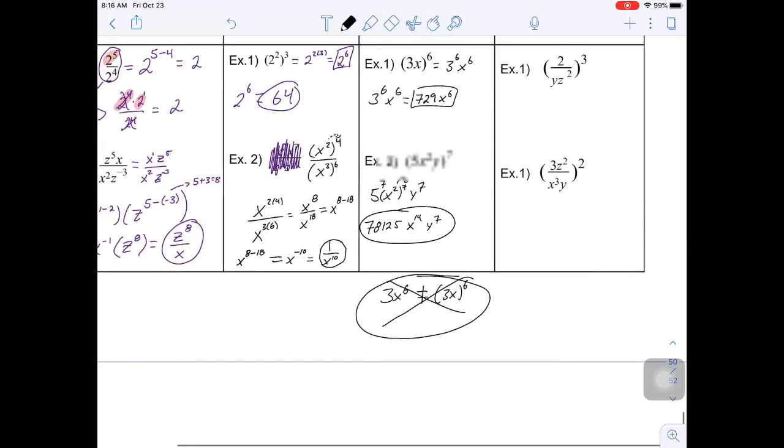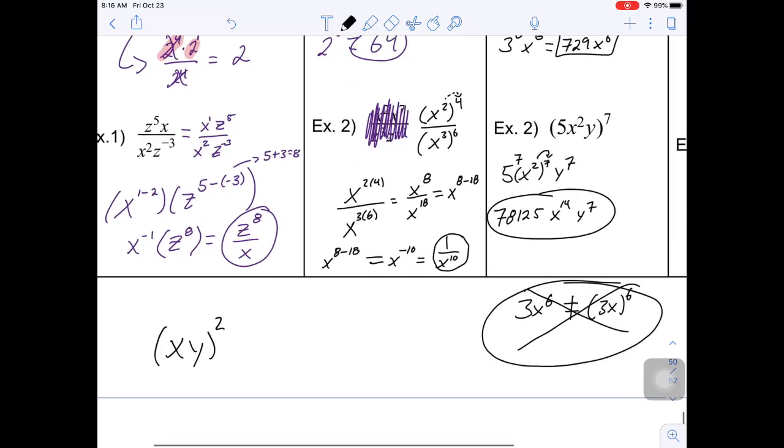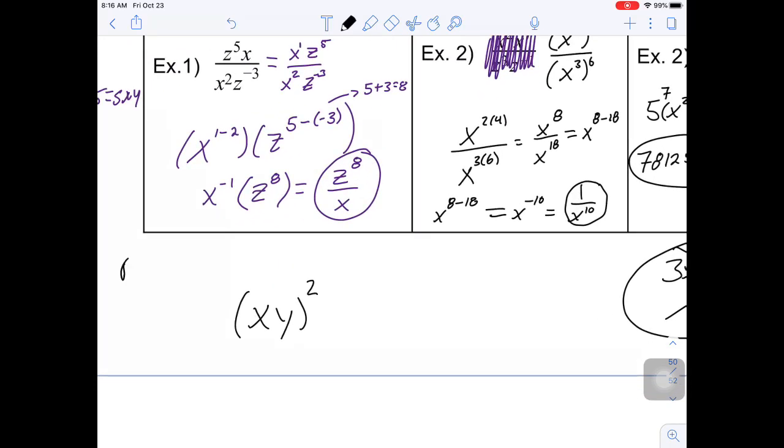Something else I really want to hit on here, and this is super important. So let's say I have x times y, squared. How would I deal with that? So definitely write this down. So note, I have x times y, squared. Well, here I'll apply the power law. That will become x squared y squared.